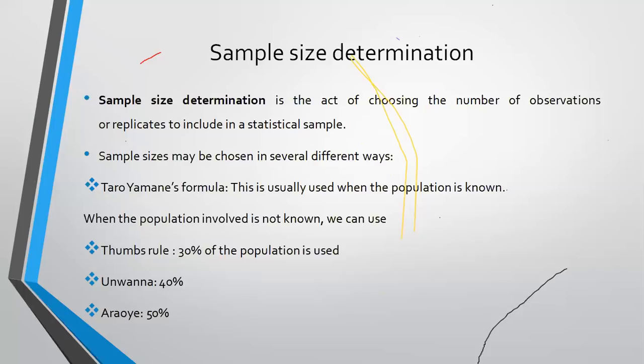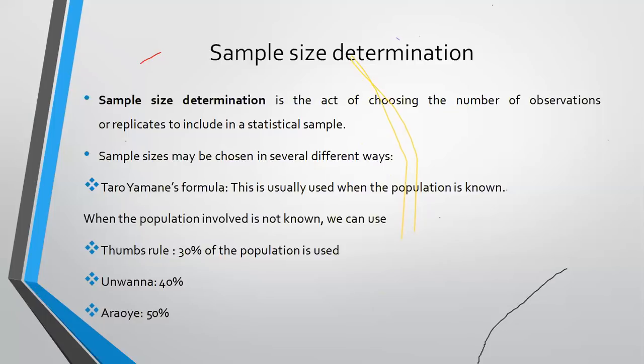Talking about sample size determination, there are different methods that you can use to select your sample. Sample size determination itself is an act of choosing the number of observations or replicates to include in a statistical sample. In many researches, when people come for research defense, there are always issues with how did you get your sample size? And that is why I want to clear this issue with you.